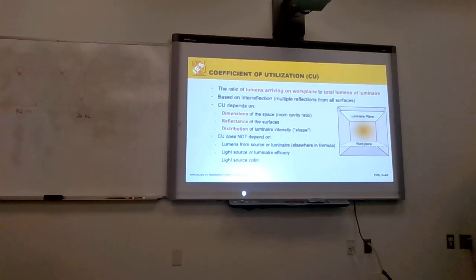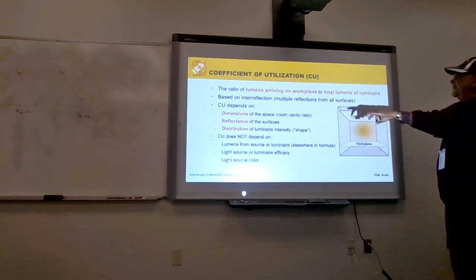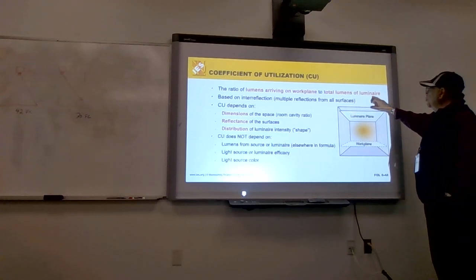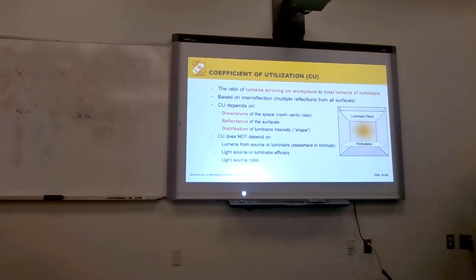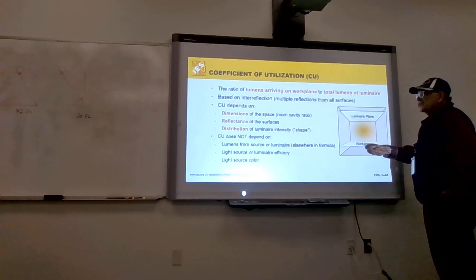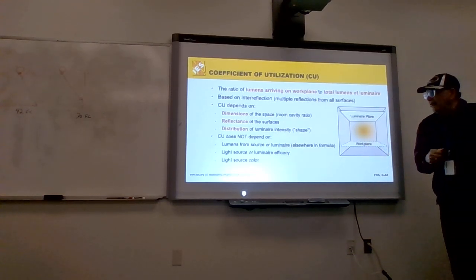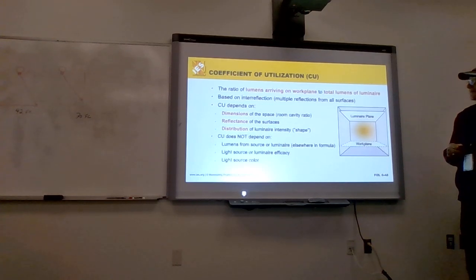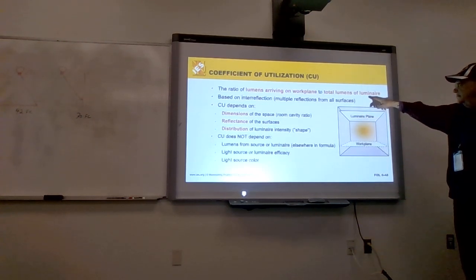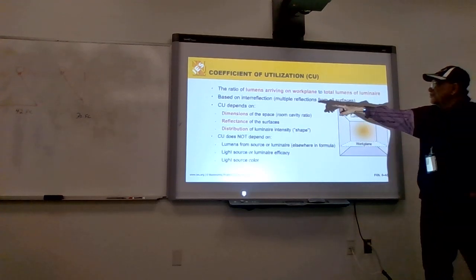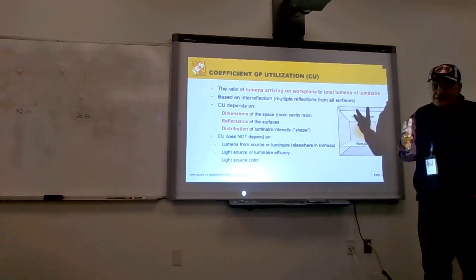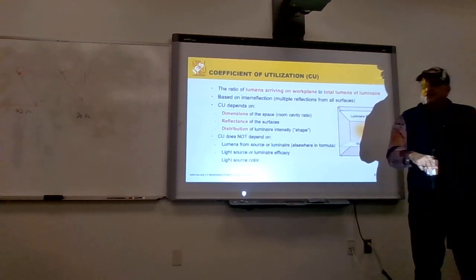The coefficient of utilization is the ratio of lumens arriving on the work plane to the total lumens of the luminaire. So let's say we have a luminaire that produces 1,000 lumens. How many lumens are arriving on the work plane? Gotta figure that out. That calculation is based upon interreflection, or, that's a fancy term for multiple reflections from all surfaces.